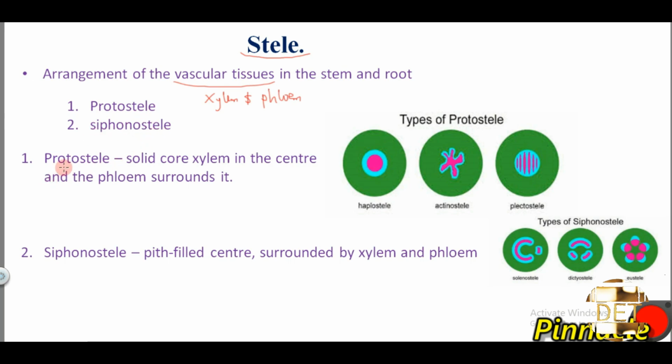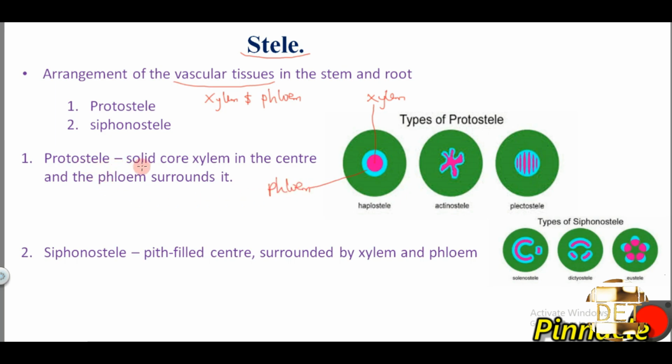The protostele, which is the first example of stele, is composed of a solid core xylem in the center, and the phloem surrounds it. What you're seeing here is a typical example of a protostele. You have a solid core xylem at the center. This pinkish part is the xylem, and it is surrounded by phloem. This bluish part is the phloem.